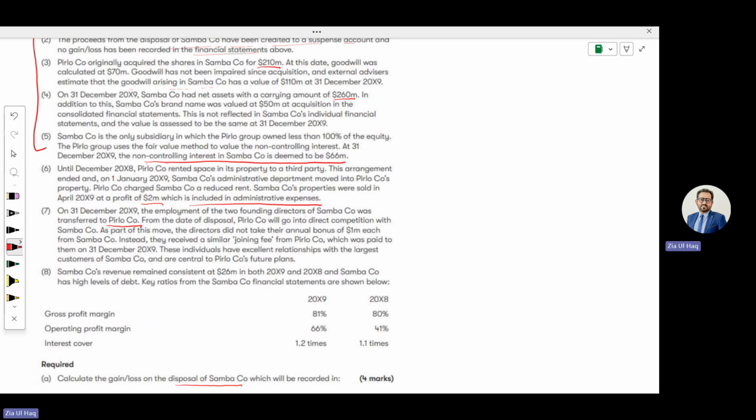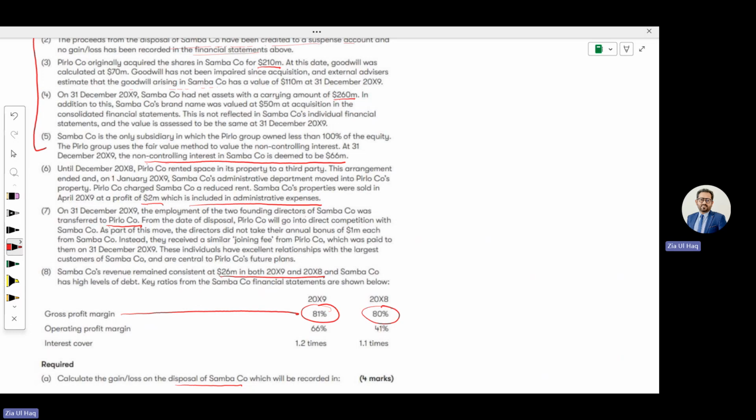Samba company's revenue remained consistent at 26 million in 20x9 and 20x8. And Samba company has a high level of debt. Key ratios from the Samba company financial statements are shown below. Gross profit margin of Samba company in 20x8 was 80 million, in 20x9, 81 million, very high.